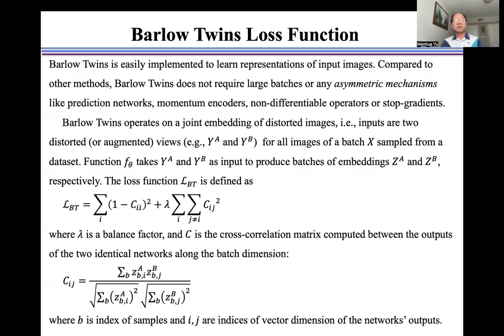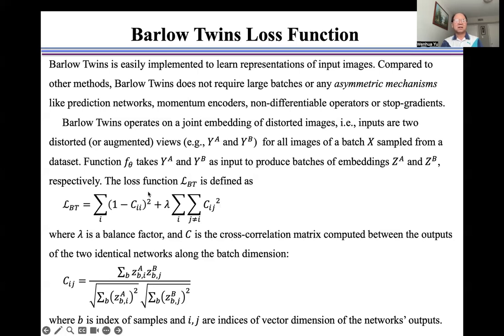Compared to other methods, Barlow Twins doesn't require large batches or any asymmetric mechanisms like prediction networks, momentum encoders, non-differentiable operators, or stop gradients. Barlow Twins operates on a joint embedding of distorted images, namely inputs to distorted views for all images of a batch X sampled from a dataset. Function f theta takes YA and YB as input to produce batches of embeddings ZA and ZB respectively.